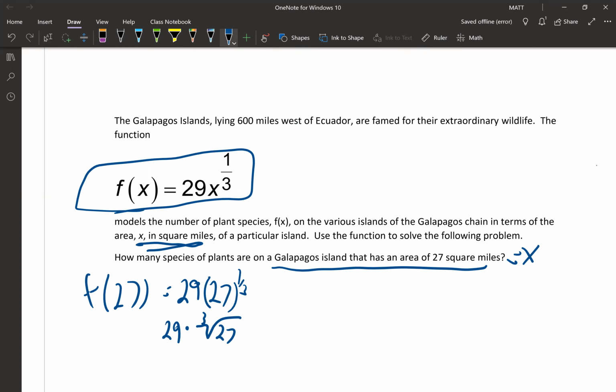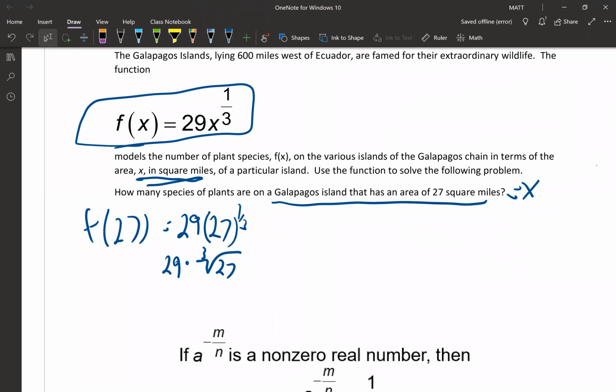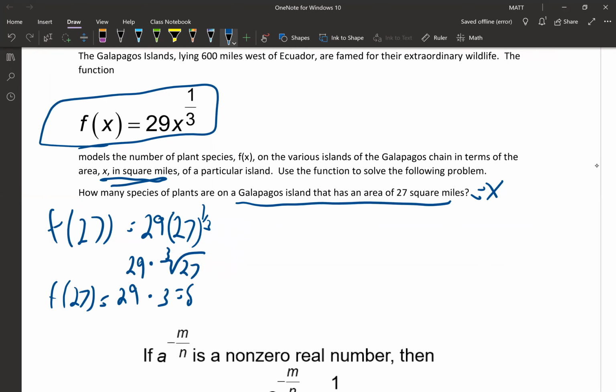And the cube root of 27 is just 3, right? 3 times 3 times 3. So we have 29 times 3, that's still f of 27, and 29 times 3 is 87. So our answer to this one is 87. So to answer our question, how many species of plants are there? There's 87.